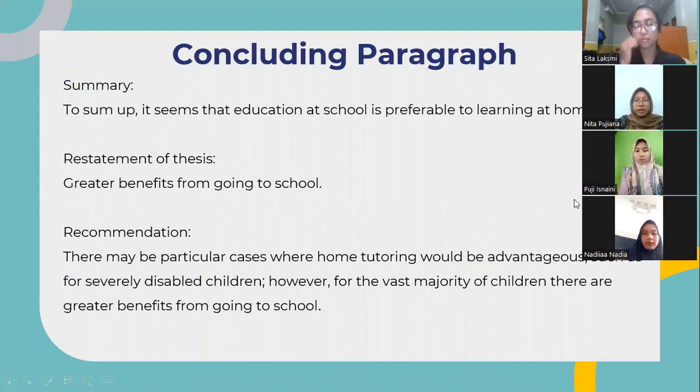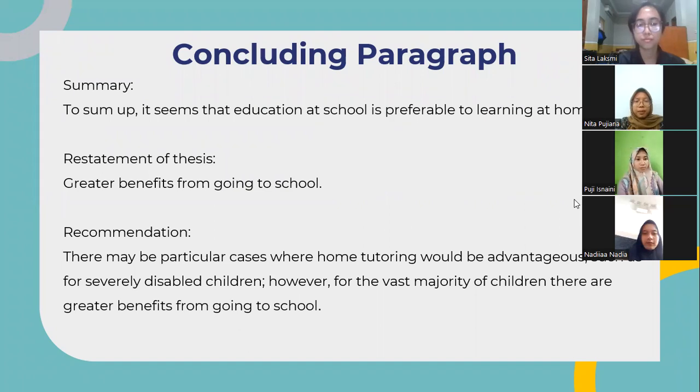Okay. The third and last component is the concluding paragraph. In the concluding paragraph of an argumentative essay, especially the two-sided one, there are three parts. The first one is the summary. The summary is: to sum up, it seems that education at school is preferable to learning at home. The point: to sum up, it seems that education at school is preferable to learning at home.